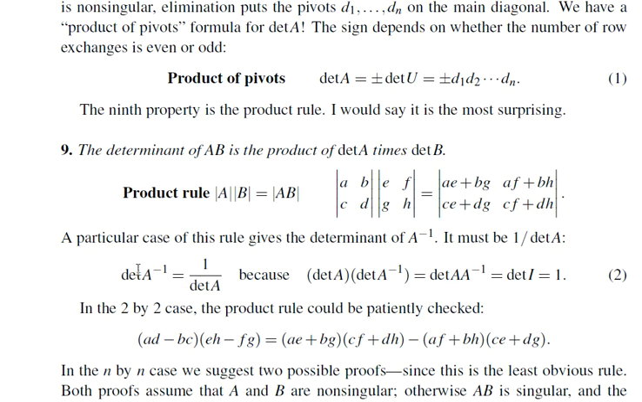Then the next one is regarding the determinant of A inverse. Determinant of A inverse is equal to 1 by determinant of A, because the product of determinant of A and determinant of A inverse is equal to determinant of A into A inverse, which is equal to determinant of I, since A into A inverse is I, and that is equal to 1. So determinant of A inverse has to be 1 by determinant of A.